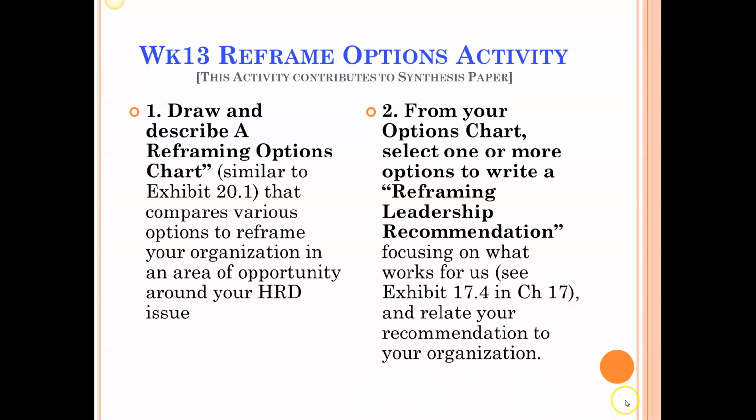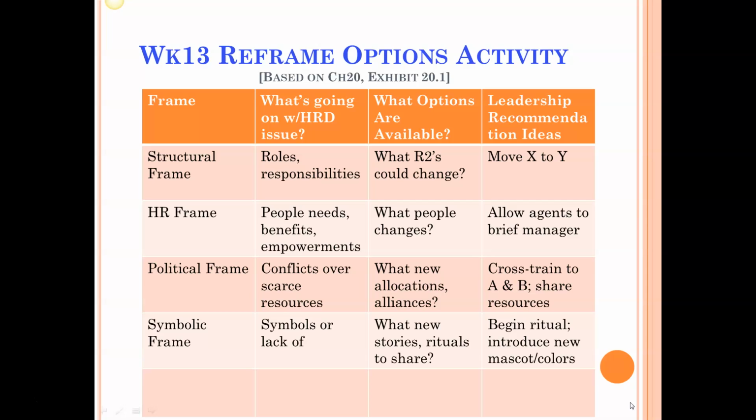our, and let's see if I can get this. Okay, this is our reframe options chart, and this is just an example of what you might do. We're going to look at the 4 frames: structural, HR, political, and symbolic. Going to our right, we're going to ask the question, what's going on with our HRD issue in that frame? And you've already done that. That's what all of our 4 different papers were about.